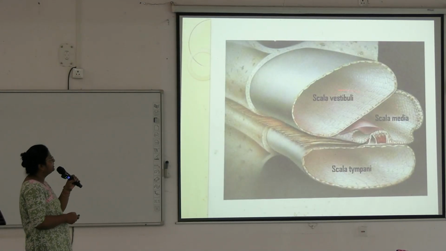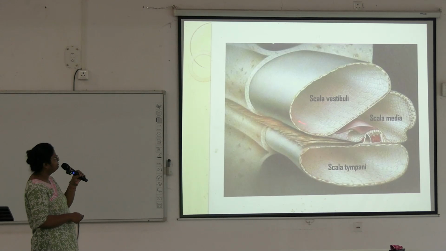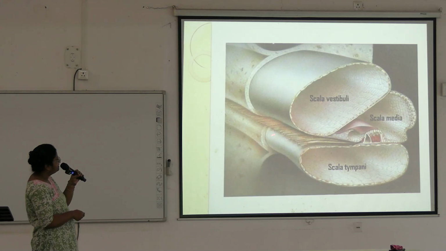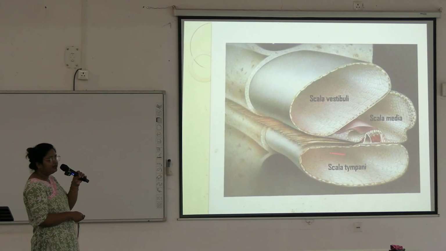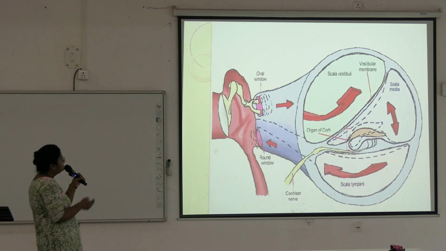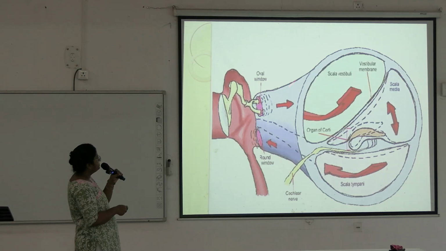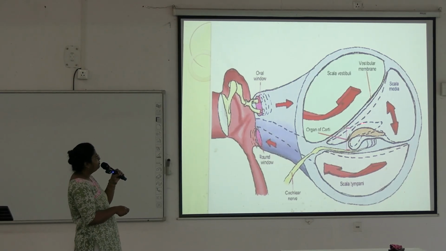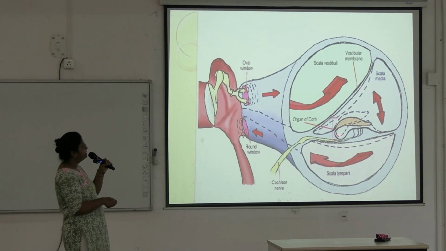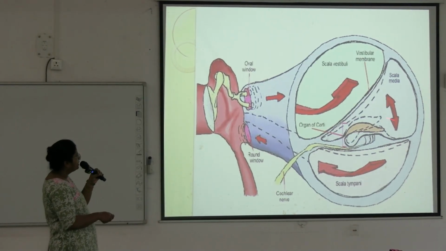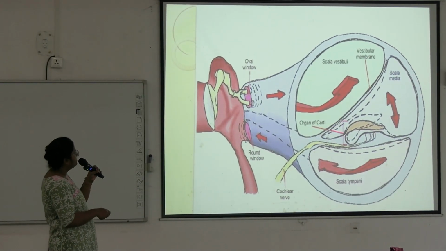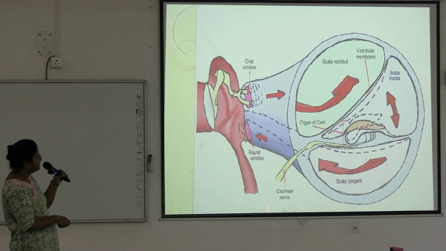This is a schematic diagram. Scala vestibuli, scala tympani, scala media. This is the tectorial membrane, inner hair cell, outer hair cells. Here the cochlear nerves are arising. See here, here also the sound transmission. These arrows are showing the sound transmission, and the movement of the tectorial membrane during transmission has been shown here. Organ of Corti within the scala media. The cochlear nerve is arising here.